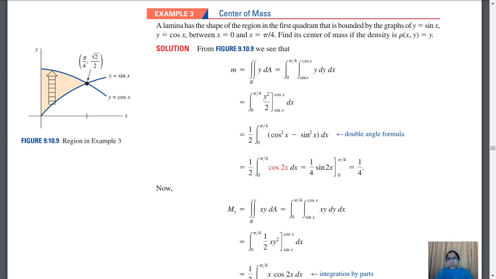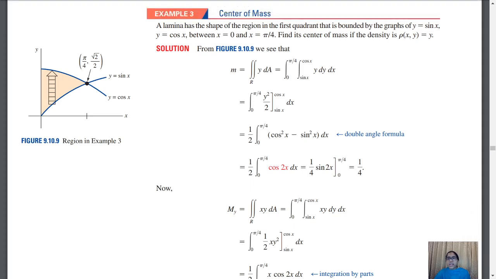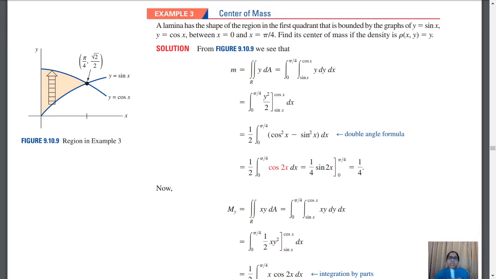That is, we have to find the region bounded by the graphs. We know the graphs of y equal to sin x and cos x. They are just like this. It will form an x region, and we have to find the variation from x equal to 0 to pi by 4. And we are asked to find its center of mass if the density is rho of x comma y equal to y. So everything is given to us, we just have to find the center of mass.